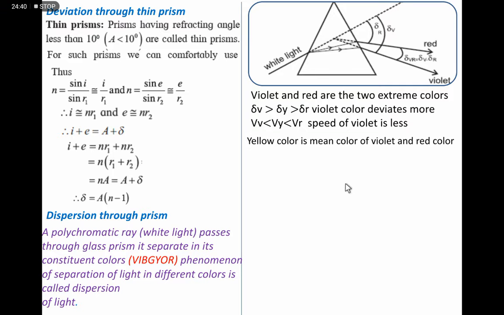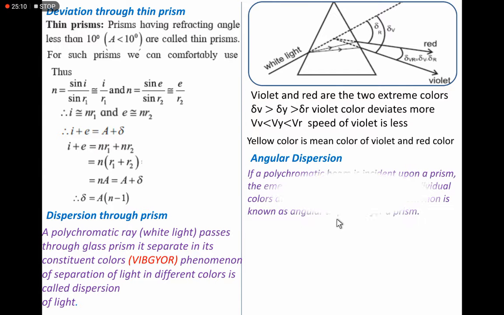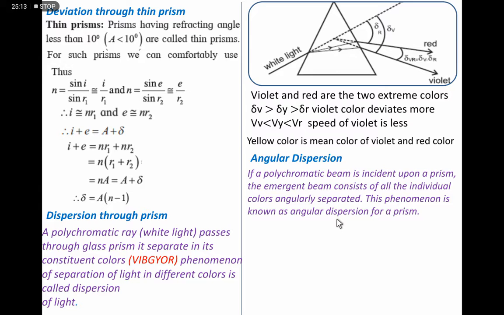Now the next important part is angular dispersion. Definitely, when a ray of light is dispersed through the material medium of the prism, it separates into constituent colors. So there is angular separation between two back-to-back colors or two extreme colors. This is known as angular dispersion. The definition is: if a polychromatic beam is incident upon a prism, the emergent beam consists of all the individual colors angularly separated. This phenomenon is known as the angular dispersion for a prism.